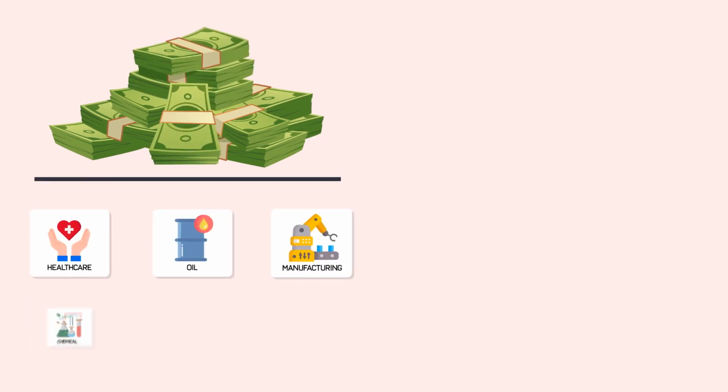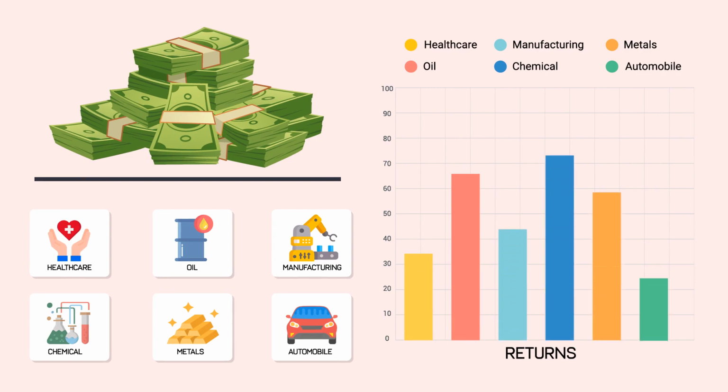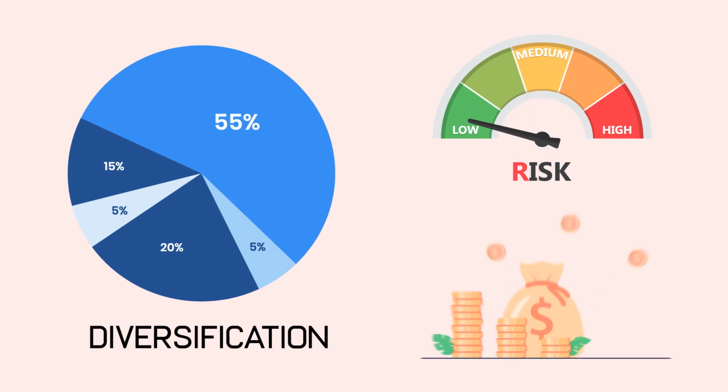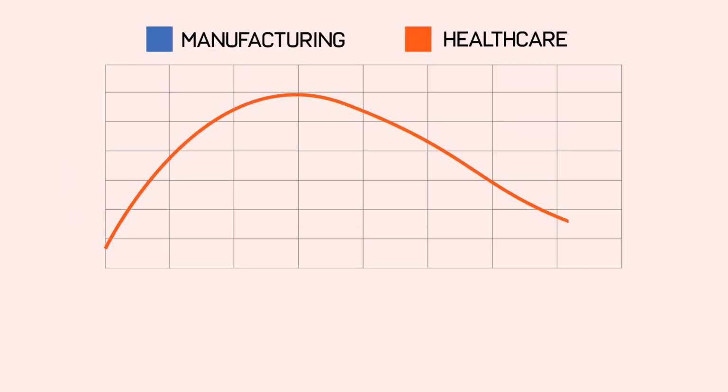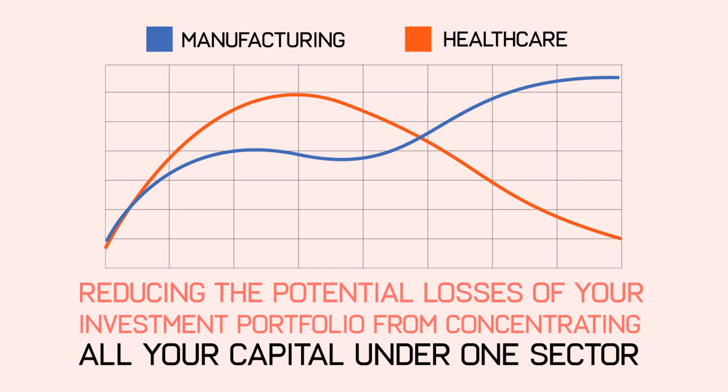This means ensuring that you spread your capital across different sectors and industries so that you're not reliant upon a single sector or industry for all of your returns. The key benefit of diversification is that it helps to minimize risk of capital loss to your investment portfolio. If one sector performs poorly over a certain period, other investments may perform better over that same period, reducing the potential losses of your investment portfolio from concentrating all your capital under one sector.